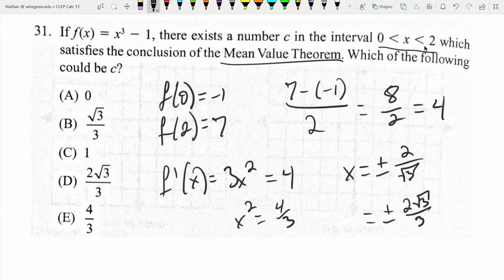And we're in the interval 0 to 2. So 0 to 2 is not going to include the negative, because that's not in that interval. And so plus 2 root 3 over 3 is the answer.